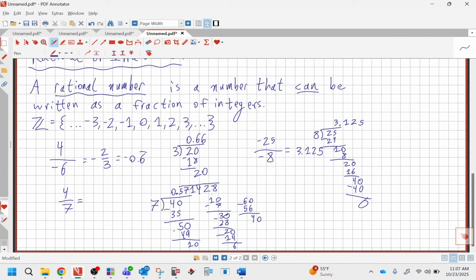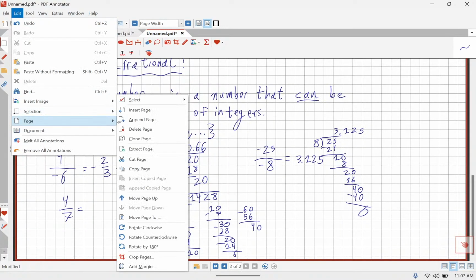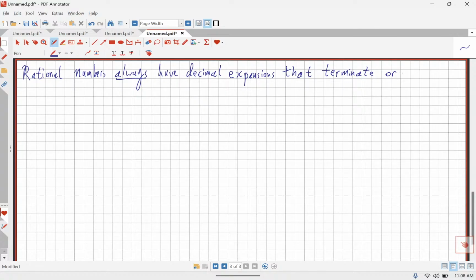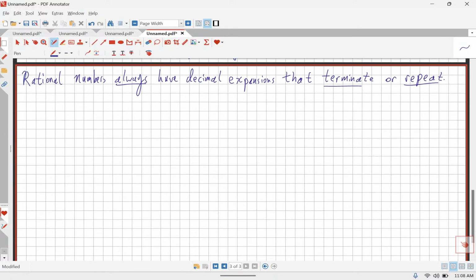Got a pencil? Because they are a fraction of integers, rational numbers always have decimal expansions, is what it's called, when you turn it into its decimal form, that terminate or end, or repeat. Rational numbers will have decimals that terminate or repeat. They can be written as a fraction of integers.